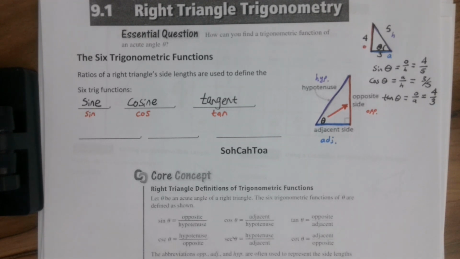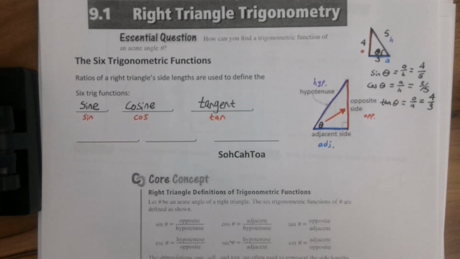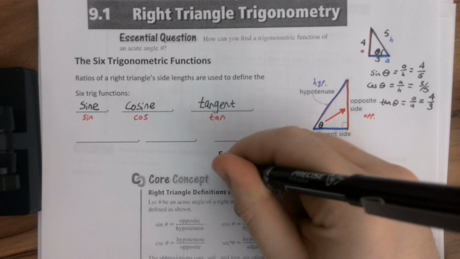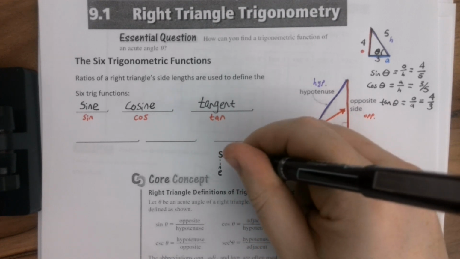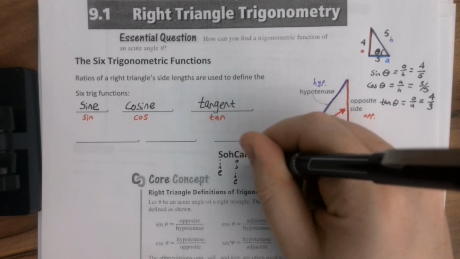Now, that is a lot to remember, so allow me to give you a little bit of a shortcut. SOHCAHTOA. SOHCAHTOA is an abbreviation that we can use to help memorize the different functions. The S stands for sine, the C stands for cosine, and T stands for tangent.